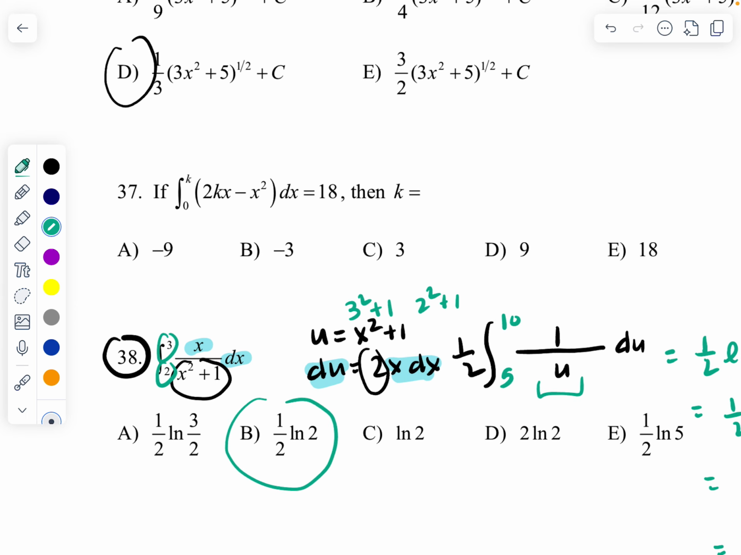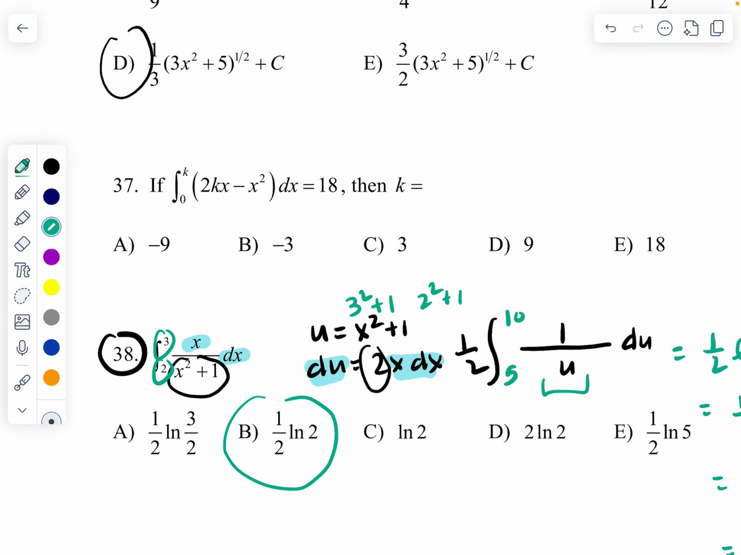So I have the integral of something is 18. What is k? So just integrate it. Let's see what we get. So the integral of 2kx, where 2k is just a constant. So this would be 2kx squared over 2 minus, and then the integral of x squared is x cubed over 3. I'm evaluating that from 0 to k, and the answer should be 18.